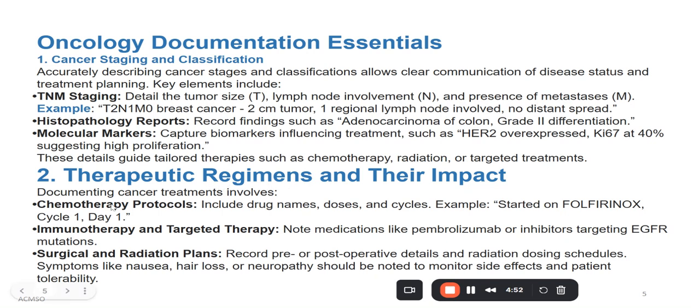Therapeutic regimens and their impact. Documenting cancer treatments involves chemotherapy protocols, which include drug names, doses, and cycles. Example, started on FOLFIRINOX cycle 1, day 1. Immunotherapy and targeted therapy, note medications like pembrolizumab or inhibitors targeting EGFR mutations. Surgical and radiation plans record pre or post operative details and radiation dosing schedules. Symptoms like nausea, hair loss, or neuropathy should be noted to monitor side effects and patient tolerability.